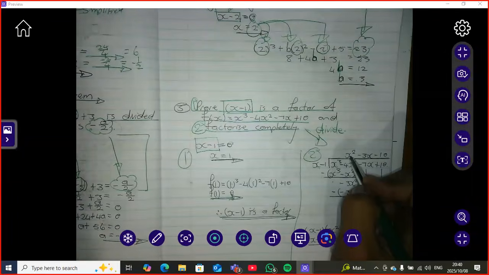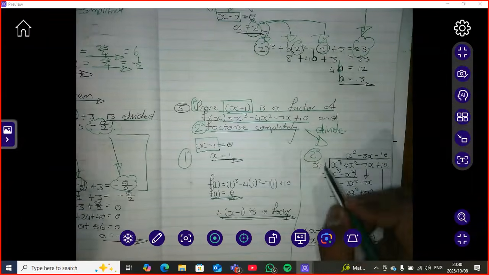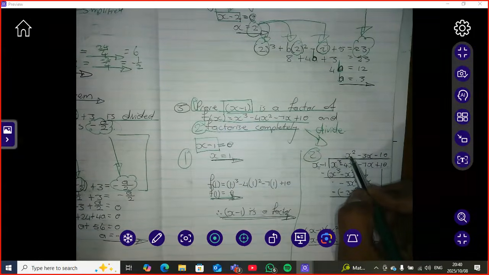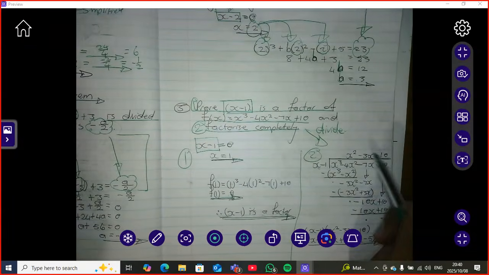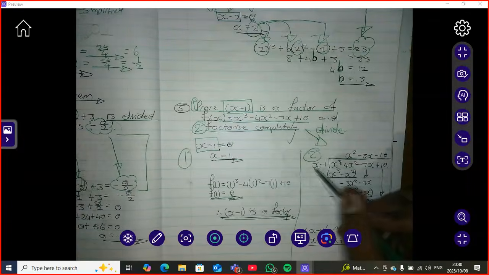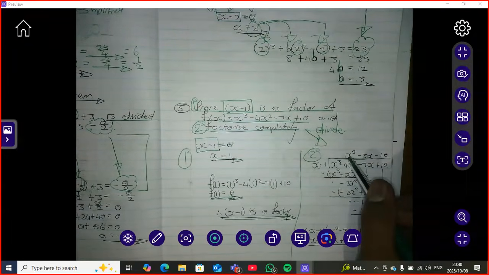Stay with me now, or you're going to get lost. x divided by x cubed gives me x squared. Does everybody understand why?